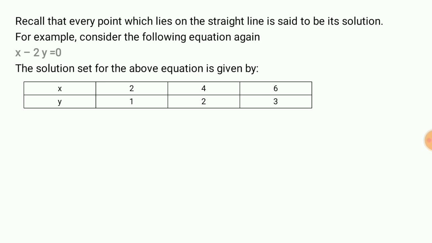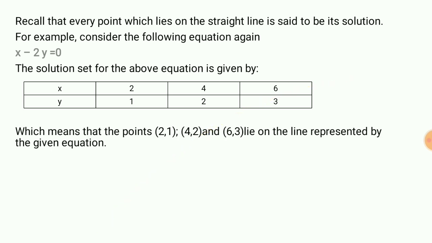Can you recall in class 9th how you made the table? x and y: give a value to y and find out the corresponding value of x. So you put y equal to 1, you get x equal to 2. You put y equal to 2, you get x equal to 4. You give the value of y as 3 and you get x equal to 6. Which means that the points (2, 1), (4, 2), (6, 3) lie on the line represented by the given equation.